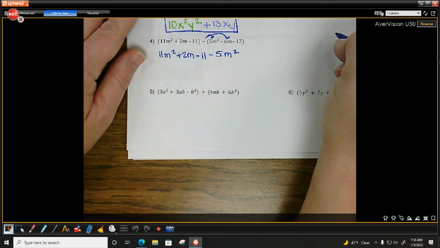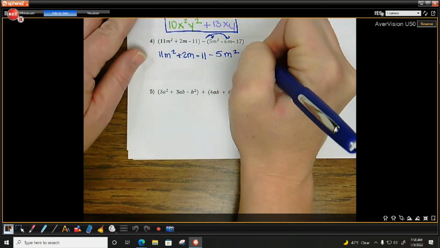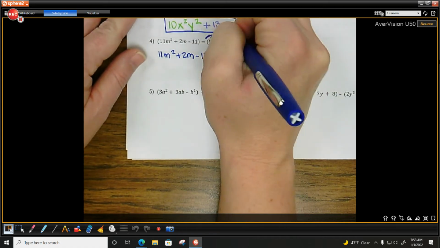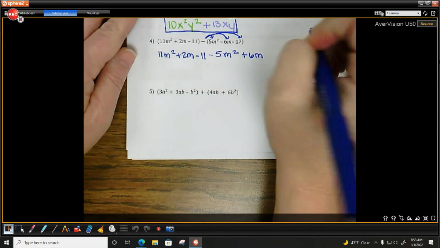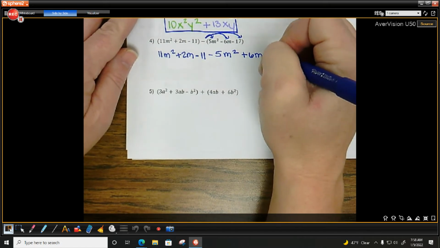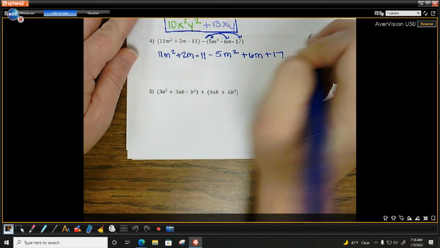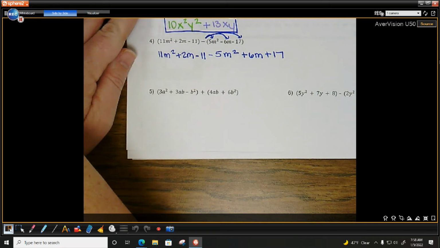What's a negative times a negative 6m? Plus 6m, because remember, when you distribute a negative, it changes the sign. So a negative times a negative 17? Plus 17. So we did our first step correctly. Get rid of the parentheses.